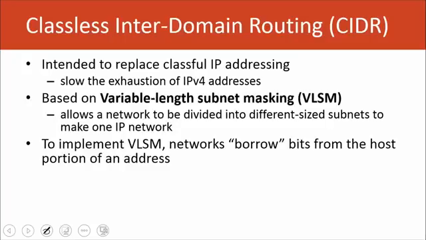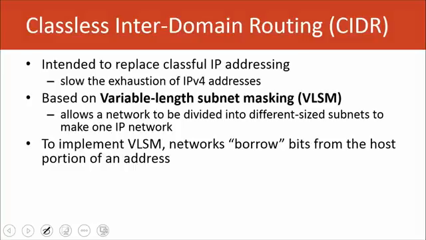in order to make sure that we efficiently use our IPv4 addresses. All right, so classless interdomain routing, if we take a look here at our slide again, is intended to replace classful IP addressing, and it has, because we once again want to slow the exhaustion of IPv4 addresses. We don't want to run out. We want all of our devices to be able to access the internet and communicate with each other.